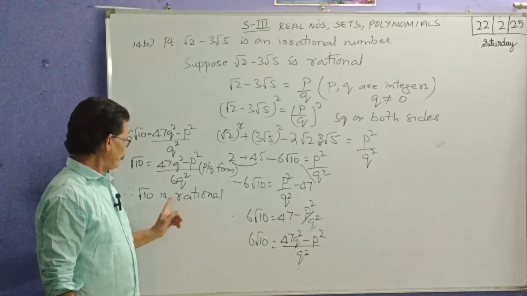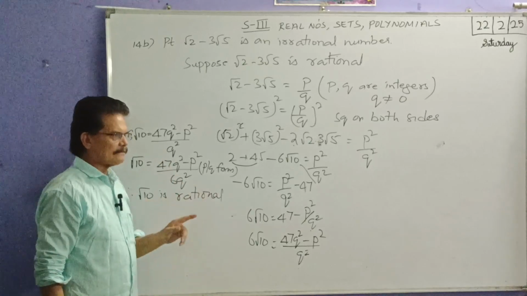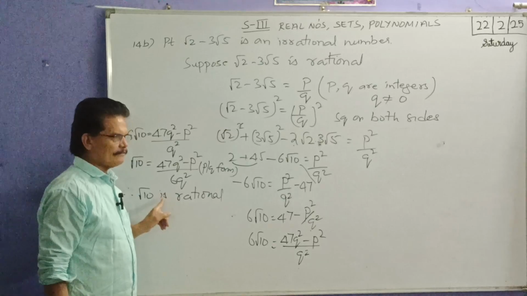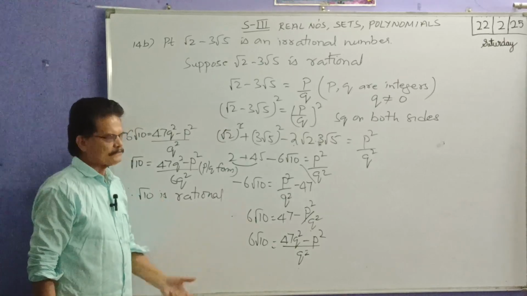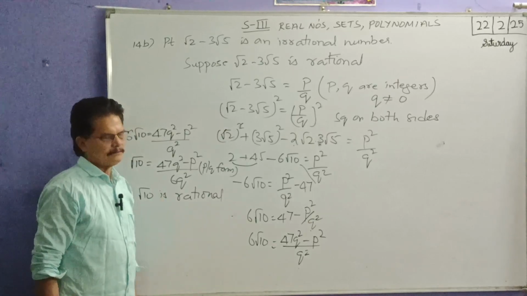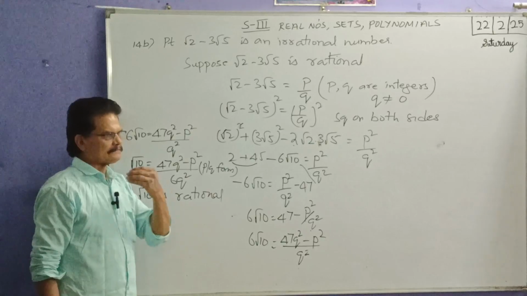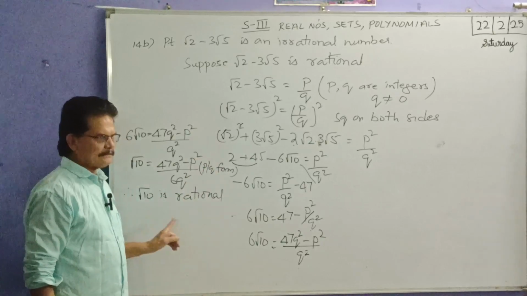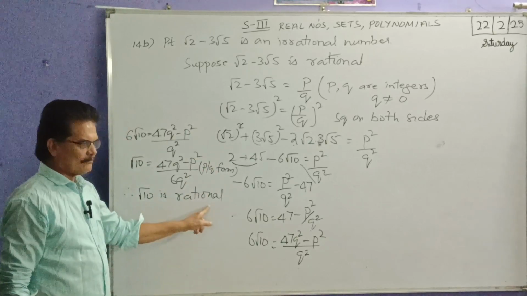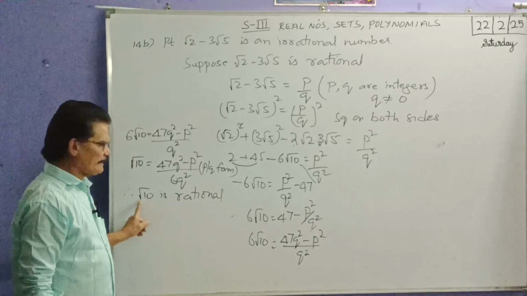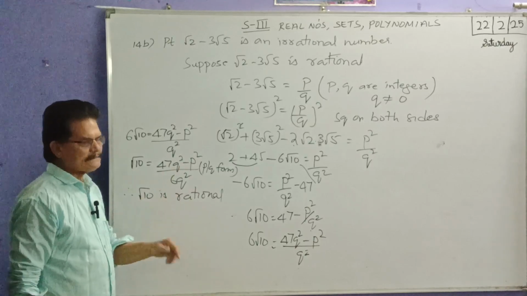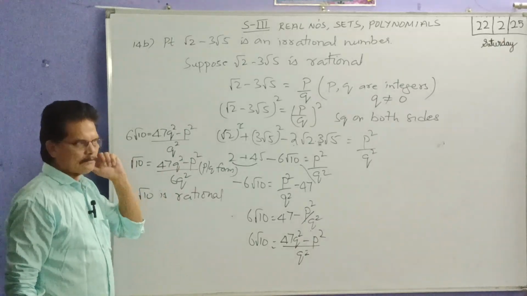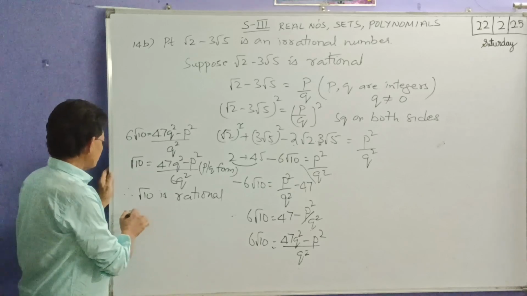So root 10 is rational. Highly impossible. Why? 10 is not a perfect square. So root 10 is rational is out of question. So this is impossible. What is impossible? Root 10 being rational is impossible.